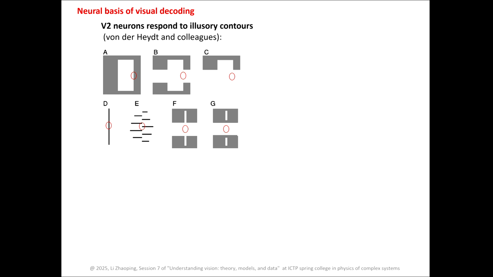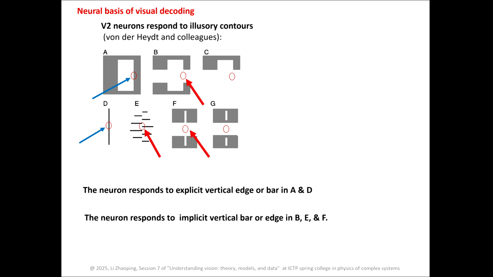Here are some example observations that V2 neural responses are associated with our perception or outcomes from visual decoding. Here, A, B, C, D, E, F, G are 7 patterns of visual inputs, and this red oval in each pattern is not part of these inputs, but marks the location of the receptive field of a V2 neuron. This neuron responds to a vertical luminance edge or bar in input patterns A and D. In the other 5 patterns, B, C, E, F, G, the input pattern contains no vertical bar or edge inside the receptive field. However, the neuron still responds in B, E, and F, but not in C or in G.